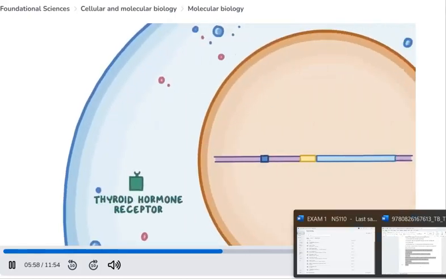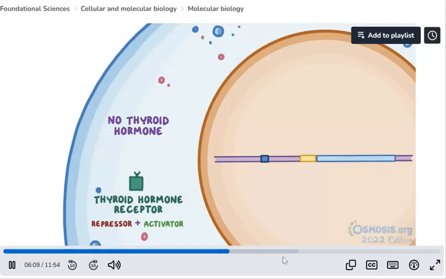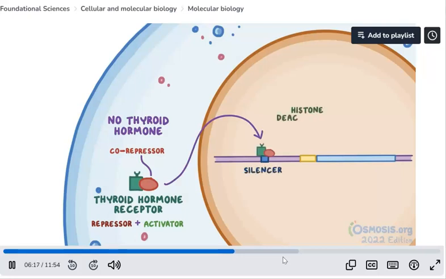The thyroid hormone receptor is an interesting example because it can act as a repressor and as an activator, depending on the situation. When there's no thyroid hormone in the cytoplasm, the thyroid receptor behaves like a repressor. It's bound to another protein called a co-repressor, and they bind to the silencer sequence of the DNA, and they recruit histone deacetylases, inhibiting transcription.